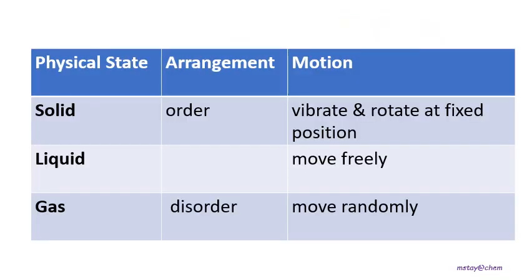Generally, there are a few terms that we can use to describe the arrangement of the solid. We will say that the particles of solid arrange themselves orderly, while for gases it is disorder. Next, we focus on the motion. For solid, it is always vibrate or rotate at the fixed position. For the liquid, we mostly use the term move freely. For the gas, we use the term move randomly.